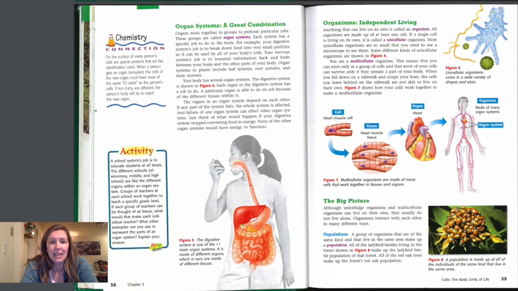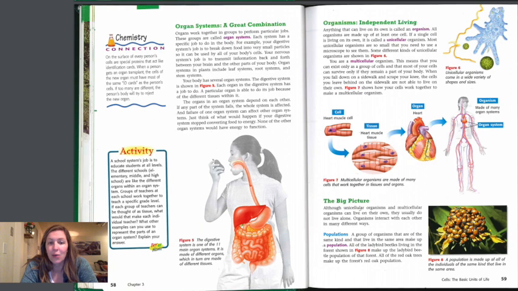Organ systems in plants include leaf systems, root systems, and stem systems. Your body has several organ systems. The digestive system is shown in figure 5, so that picture below. Each organ in the digestive system has a job to do. A particular organ is able to do its job because of the different tissues within it.